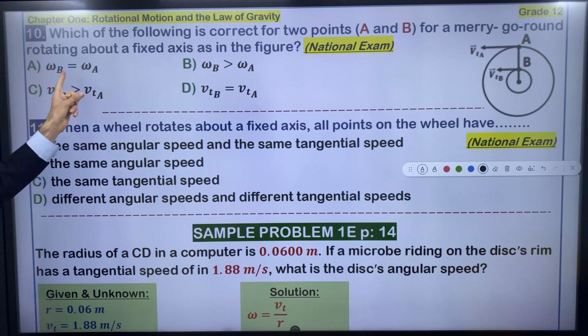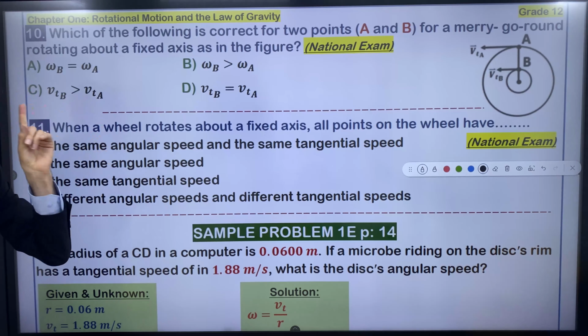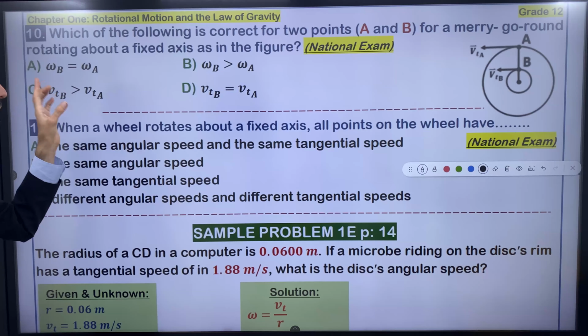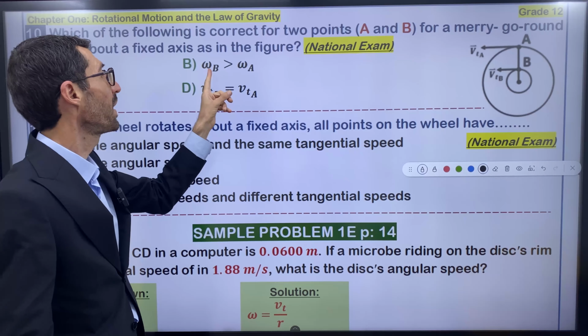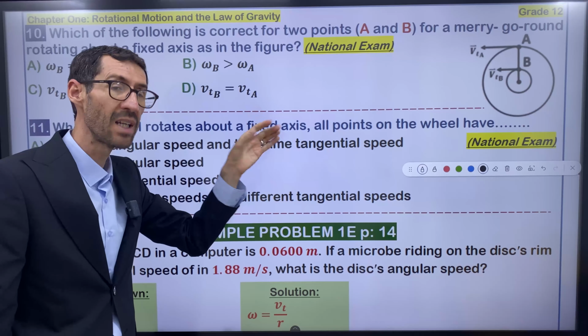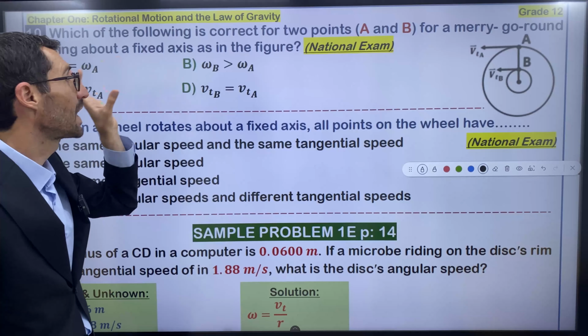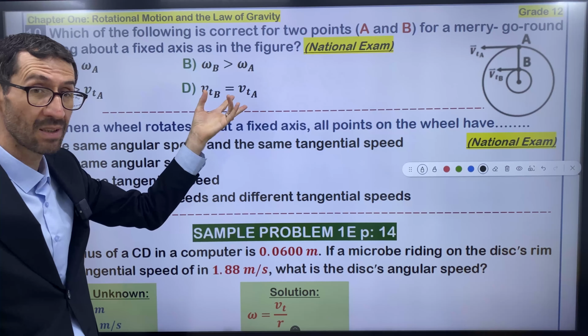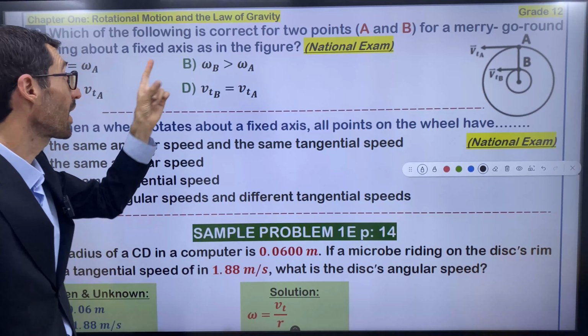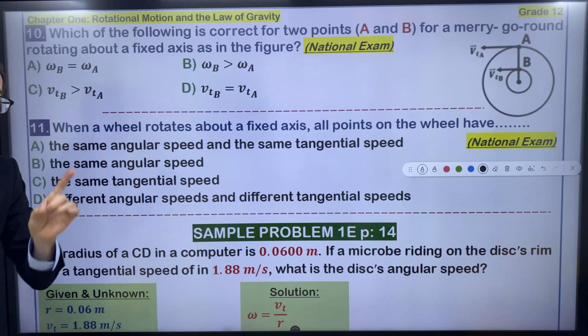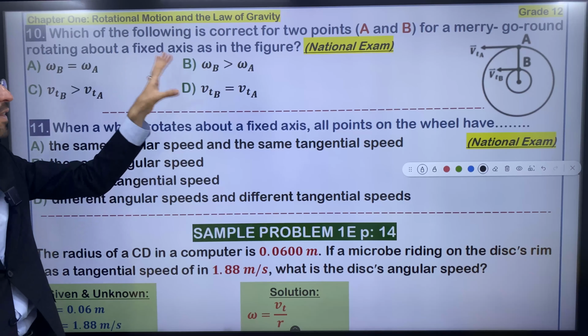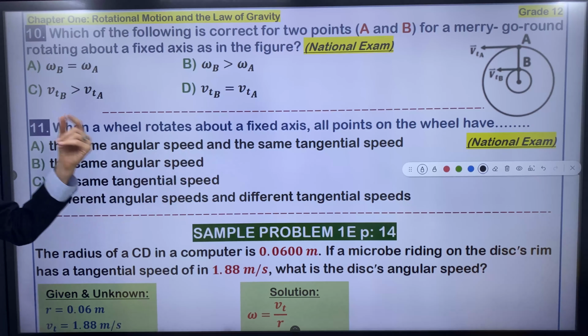Option A says omega of B is equal to omega of A. It's true because it's the angular speed. Angular speed does not change, right? B, omega of B is greater than omega of A. It doesn't make sense, it doesn't add up. We don't accept it, right? It's not reasonable, because angular speed does not change. Otherwise, the object changes its shape.